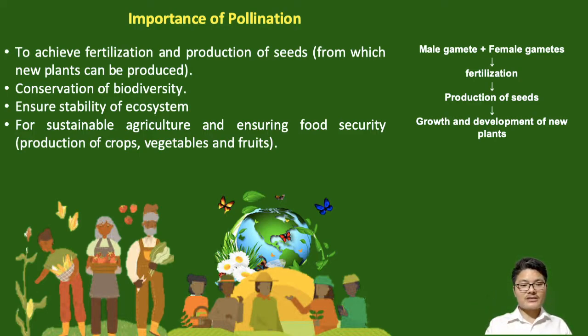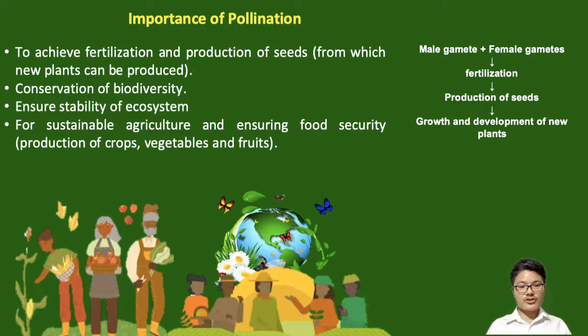If we could practice organic agriculture, then there will be sustainable agriculture, and in a way we could produce food for future generations. So pollination is important for sustainable agriculture, which in a way will be ensuring food security for the present generation as well as future generations.